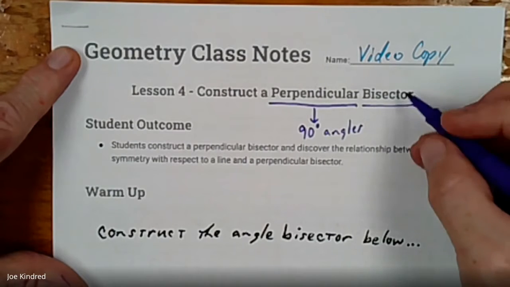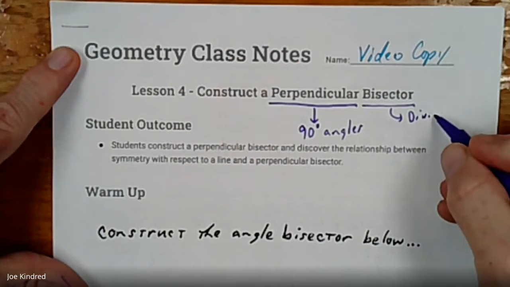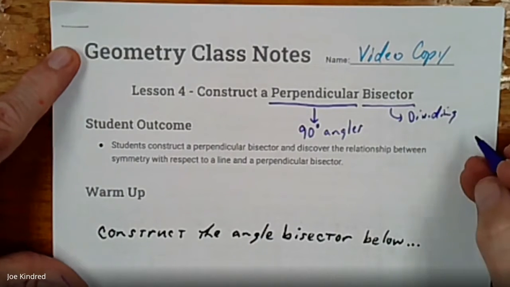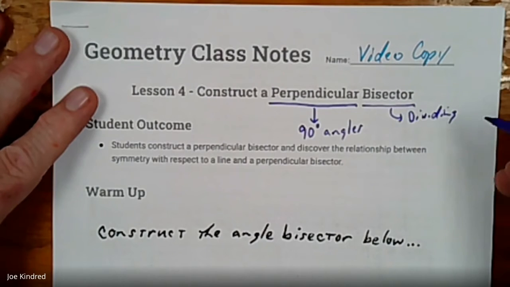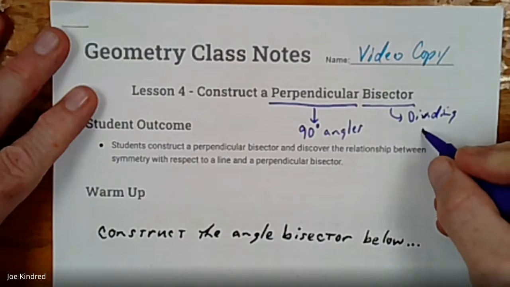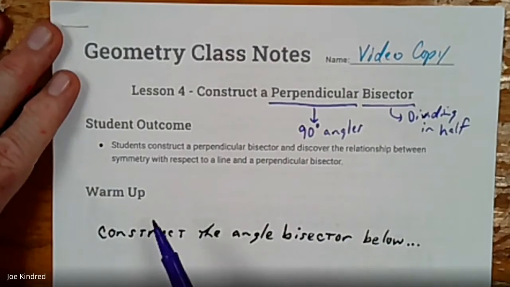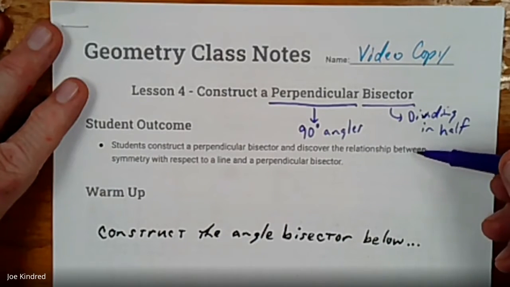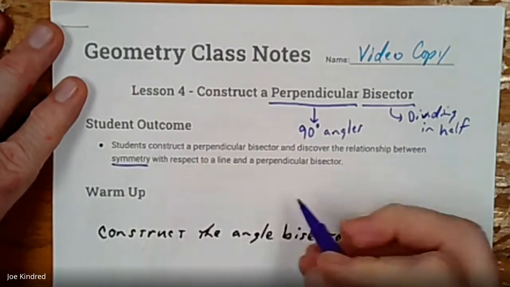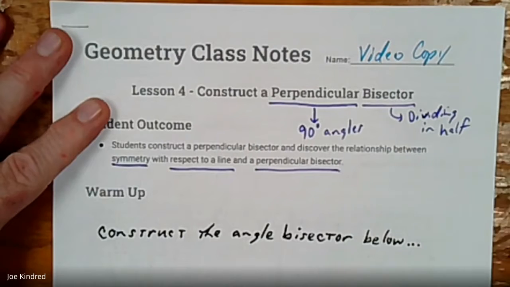Any two or more lines that formed 90-degree angles were considered perpendicular. And a bisector basically just meant you're dividing something, whether it be a segment, or in this case, segments, but it could be angles, angle bisectors, as we've learned in Lesson 3. We're dividing something in half. After today's lesson, you should be able to construct a perpendicular bisector and discover the relationship between the ideas of symmetry with respect to a line and a perpendicular bisector.